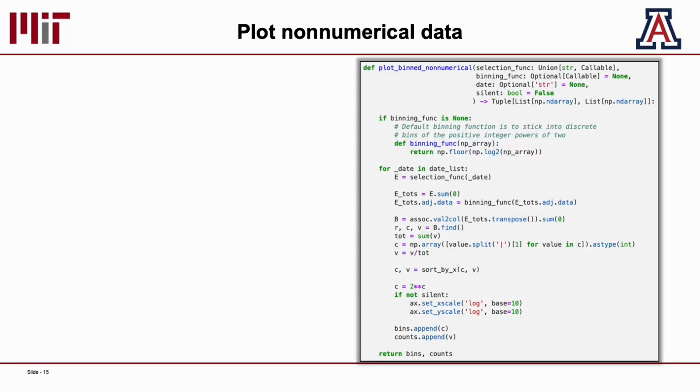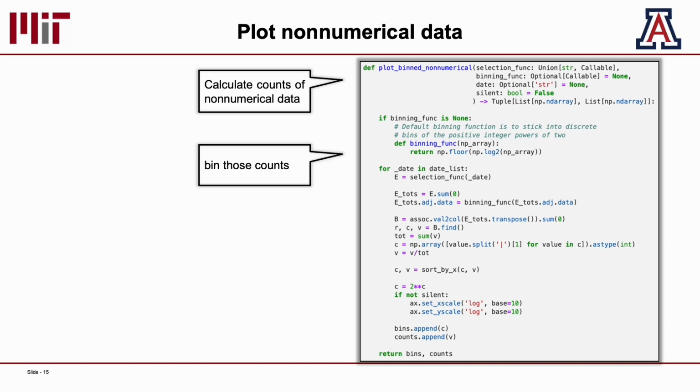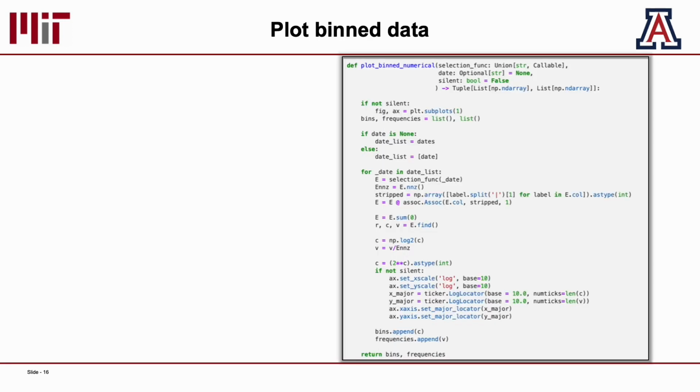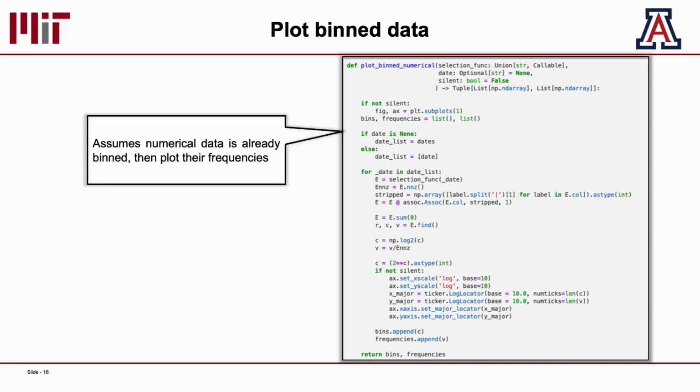Based on the values collected, there were two types of data, numerical and non-numerical. We had to work with both. Binning the data allowed for better organization and clarity. First, we needed to calculate counts of non-numerical data, bin those counts, then plot their frequencies. The numerical data in our case was already binned. All that was left to do was to plot the data.